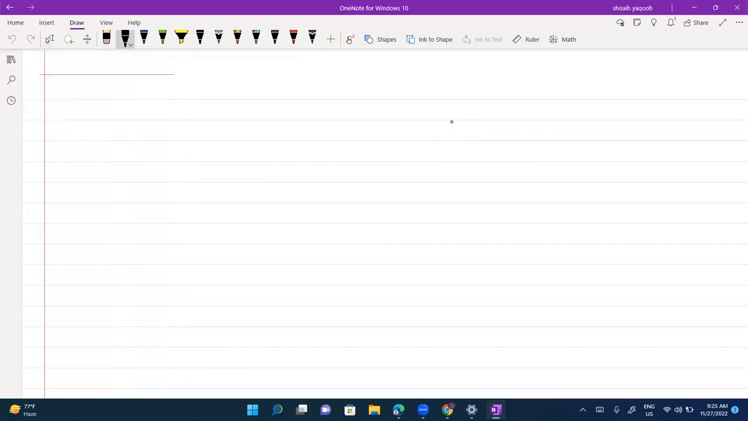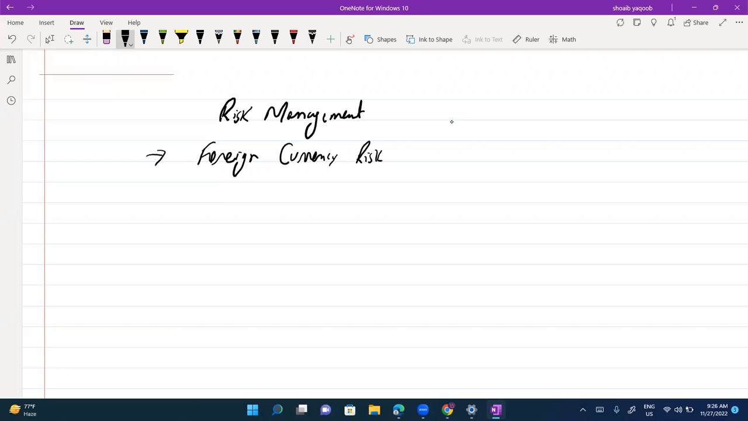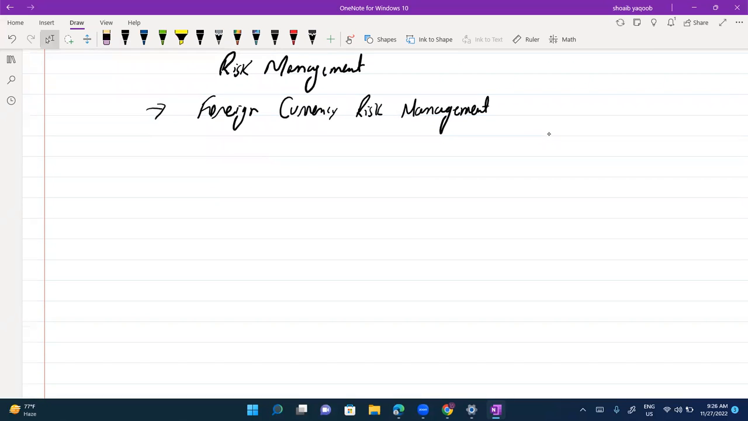अच्छा जी, let's start from the risk management. So first of all, foreign currency risk management. सबसे पहले, you should know about the basics. The number one basic thing is you should know about the purchasing power parity theory.